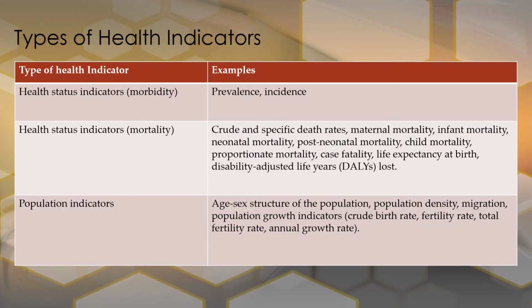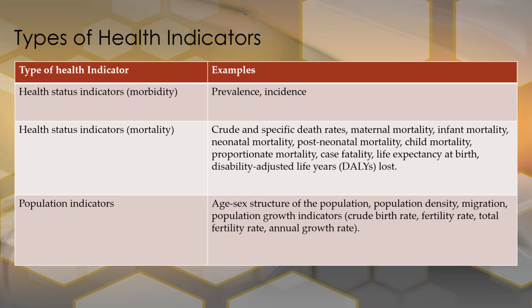What are the different types of health indicators? When I say health indicators, that means basically the numbers, the figures that would provide us a glimpse and would indicate the health status of a specific population. So we have morbidity, which includes the prevalence and the incidence. Prevalence is the total number of cases, and incidence would be the total number of new cases. We'll be discussing that in a short while.